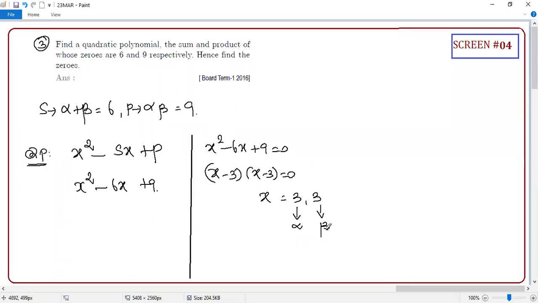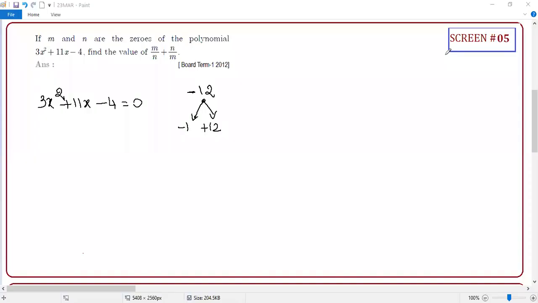Very simple question. 2 more questions. Are you okay to find quickly? Yes, sir. So someone is saying audio is not connected. Okay, I'll repeat. So guys, the moment you want to find the zeros, right?